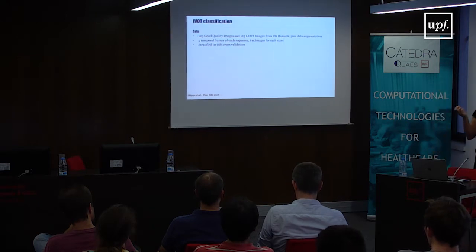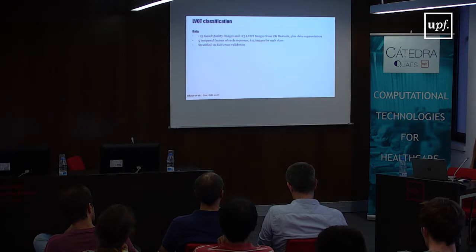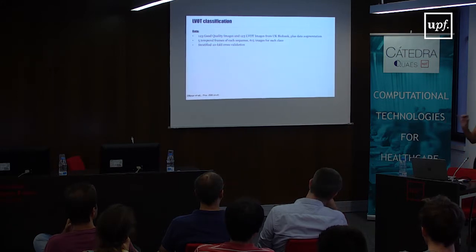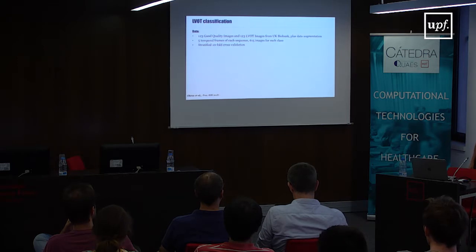Because it's such nice controlled data, we have access to about 3,600 scans in our data set at the moment. We found 123 which had LVOT present, which is tiny. In a normal hospital setting, you would have much more. So we randomly picked 123 good quality images to make it a balanced class problem, and extracted several temporal frames of each sequence, so we get 615 images for each class.